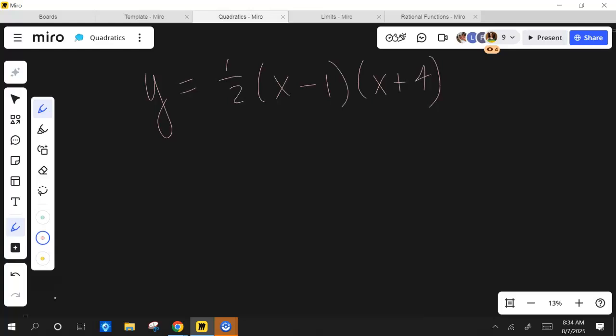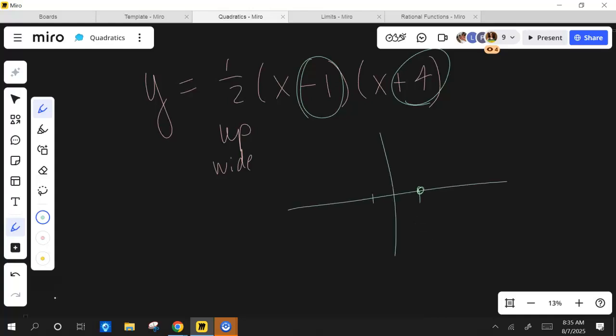Up, up, wide. Where are the intercepts? Where does it cross the x-axis? 1 and -4. I am literally just pulling these numbers out of here and changing the signs. So no matter what else, I do know that at 1 and -4, it's crossing the x-axis. I know it's going up and I know its y without finding anything else. Does that make sense?